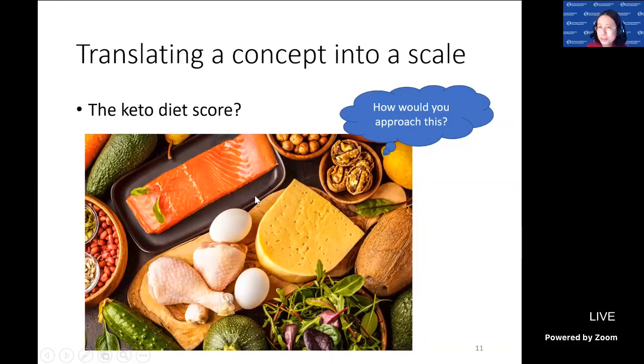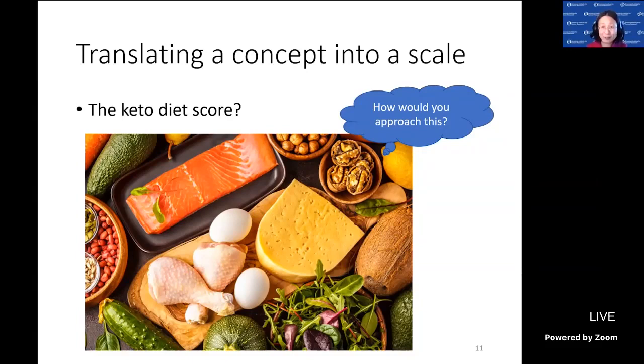Now, if you want to see whether the ketogenic diet is going to have any influence on cancer, what are you going to do? How are you going to come up with a score, a scale, an index, or some way to measure how well people adhere to the ketogenic diet? Generally, the most straightforward approach is to look at it in two different ways. One is what foods are included and not included. So your diet score criteria could have a list of food groups.